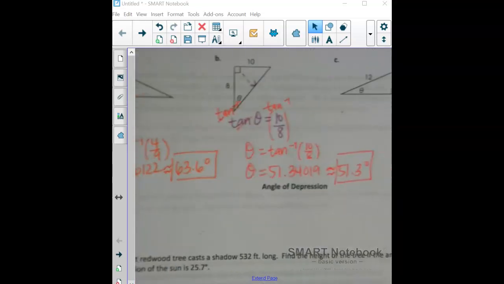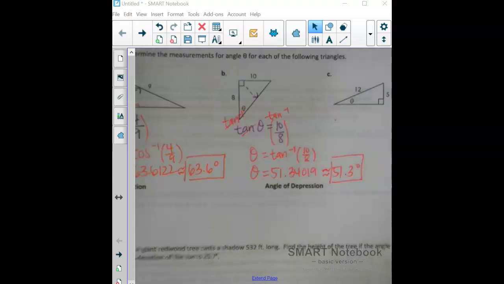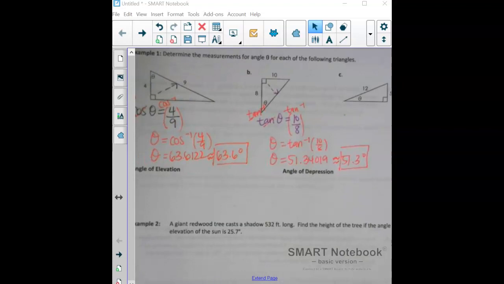On your tests and quizzes, I'll definitely tell you how many decimal places to round to, but for now, we're just good with writing out what we have. So just round it to the nearest tenths place. Okay, so I wanted to kind of refresh your memory a bit on what we did there.